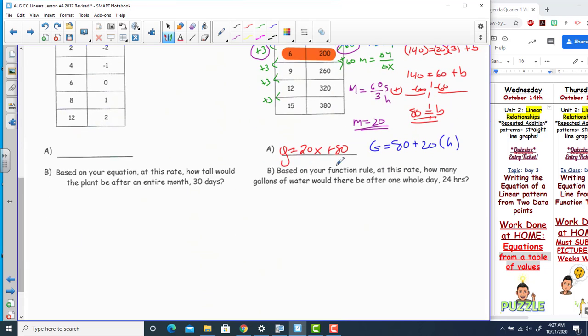And then based on this function rule, function just means useful equation, we'll talk about that later on. Based on the useful equation, at this rate, how many gallons of water would there be after one whole day, 24 hours? So after 24 hours, we simply need to substitute 24 in place of h or in place of x, depending upon which equation you choose to use. So I'll use the second one.